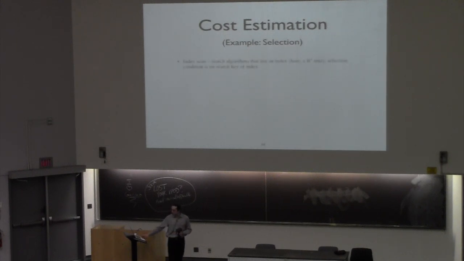Okay, what if we're doing an index scan? What if we're doing an index scan and A is a primary key? So we have an index that is the primary index, a clustered index for the relation, and A is a primary key. What would our cost be in that case?